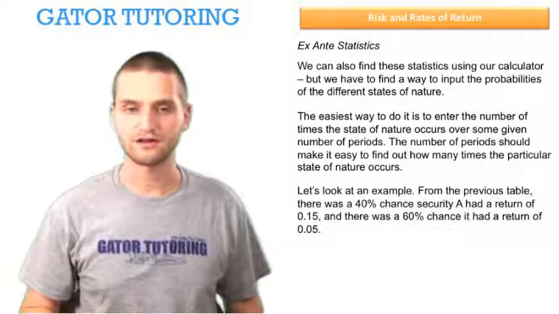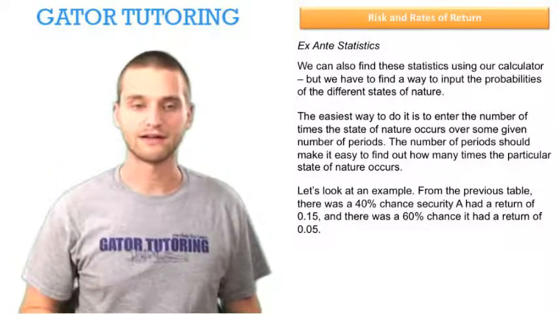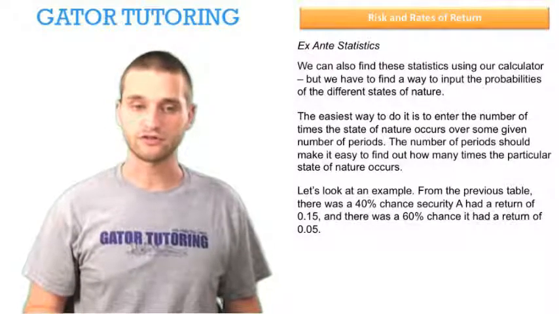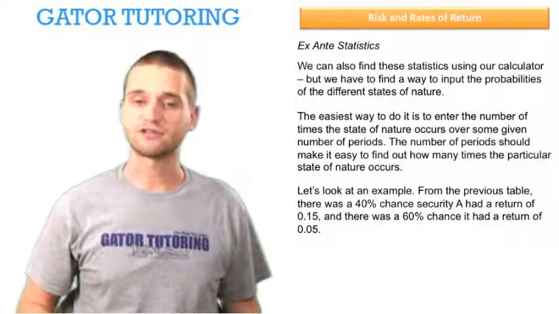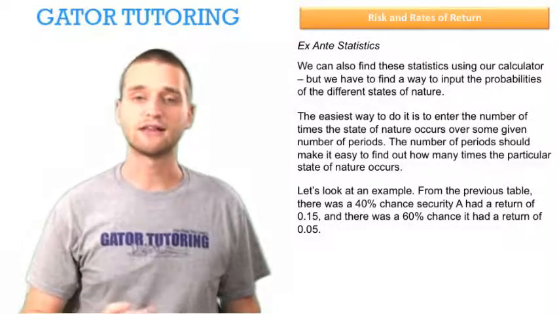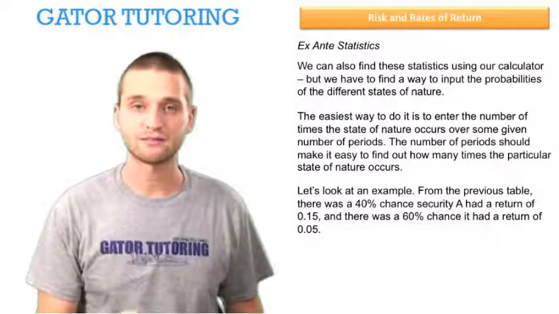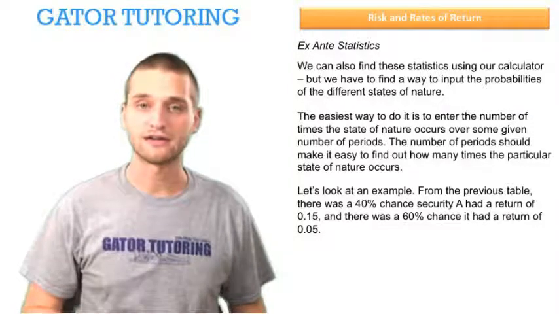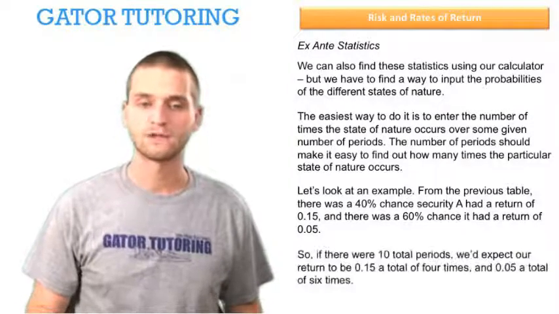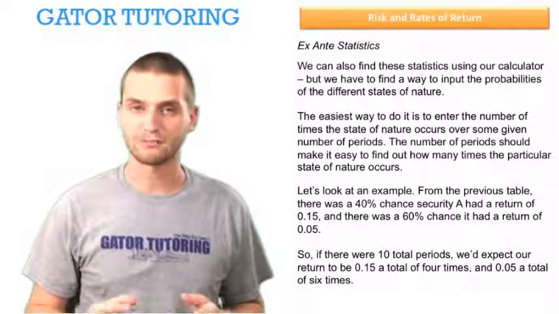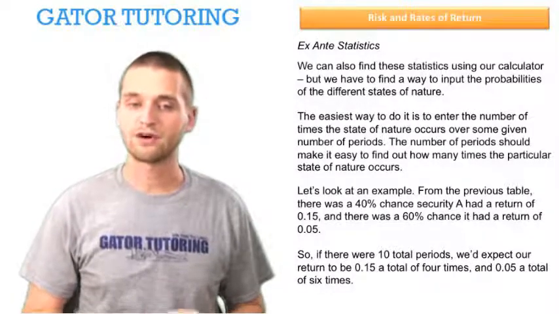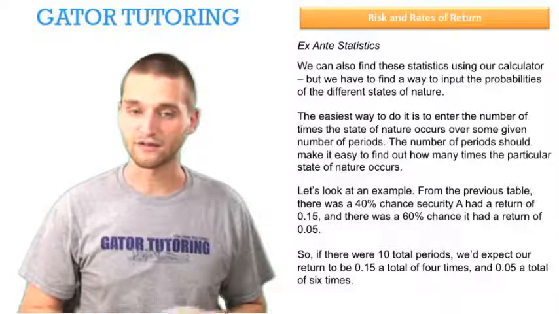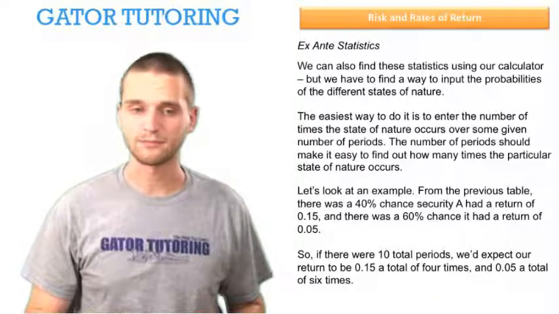So let's look at this example. From the previous table again, there was a 40% chance that security A had a return of 15%, and there was a 60% chance it had a return of 5%. And again, those were based on the two probability estimates for the future state of nature and what security A earned in each of those states of nature. So let's just say there was a total of 10 periods. Well, we'd expect our return to be 15% a total of 4 times and 5% a total of 6 times.